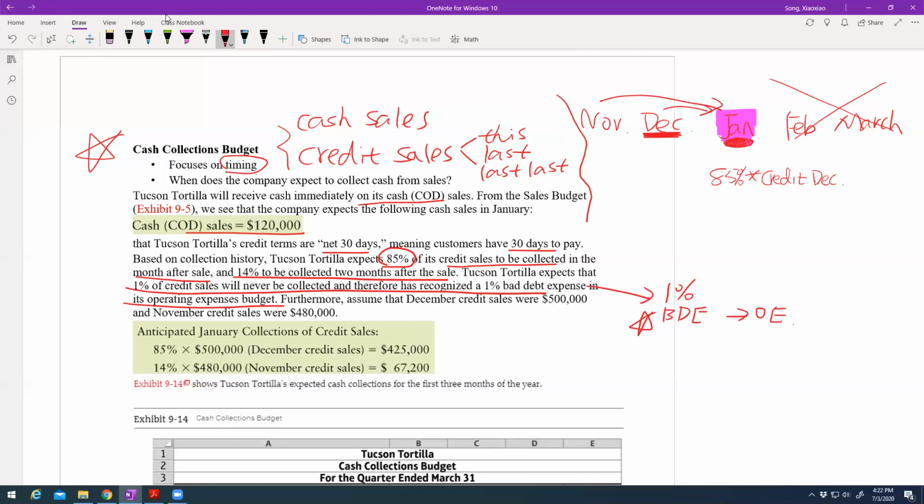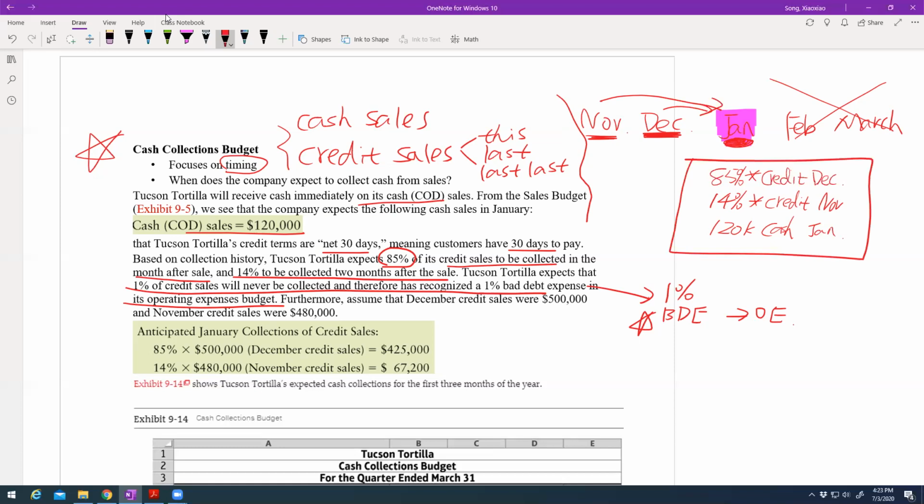14% of the cash will be collected 2 months after the sales. November, you had sales. 2 months after November will be our January. So we said in January when we collected the cash, 14% of the credit sales from our November. And then we also have 1% will never be collected. And then we also have our 120,000 of the cash sales in our January. So our January cash collection has these 3 parts.